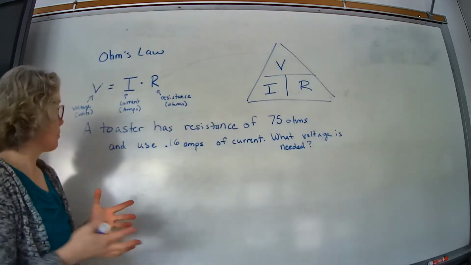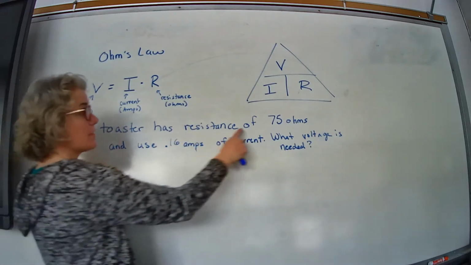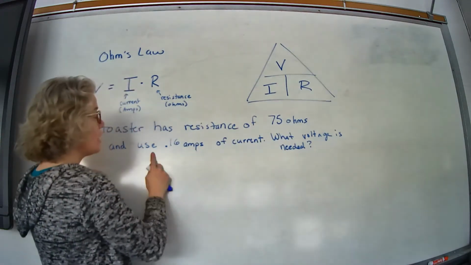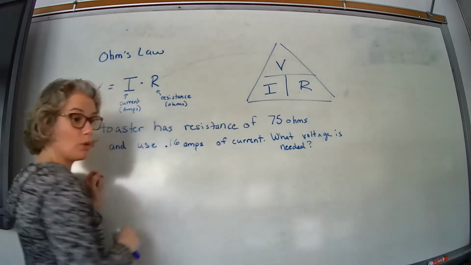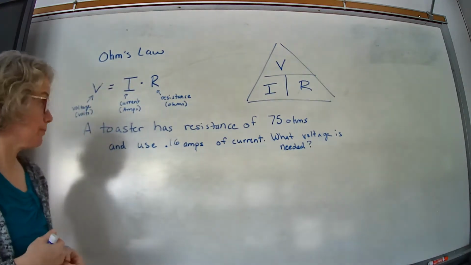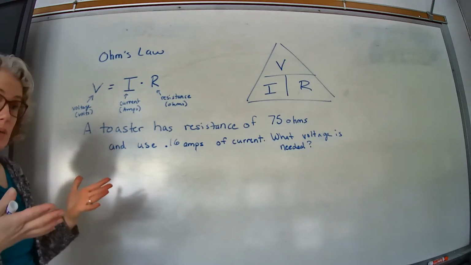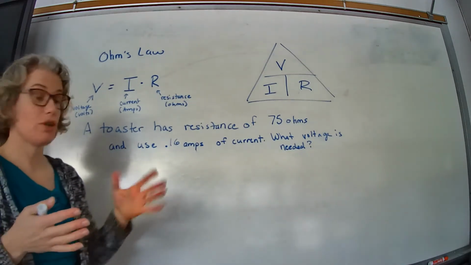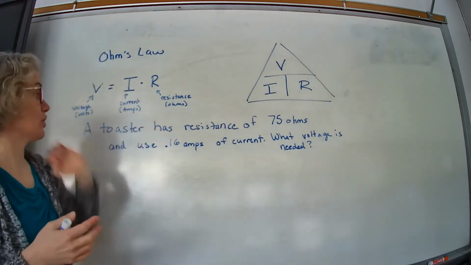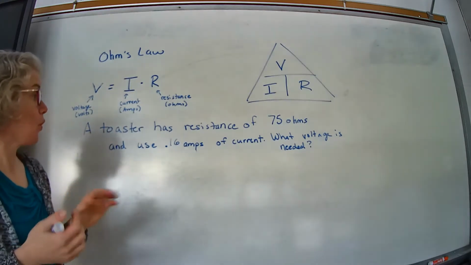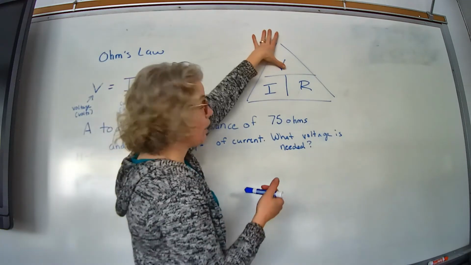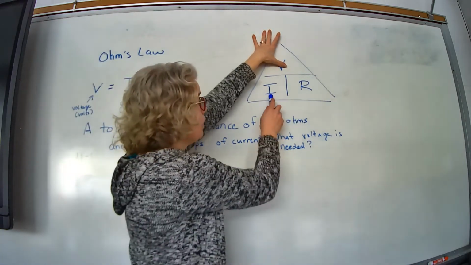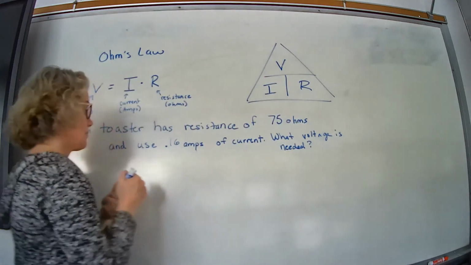Okay, let's do an example problem. A toaster has a resistance of 75 ohms and uses 0.16 amps of current. What voltage is needed to run that toaster? Well, the first thing we need to do is figure out which version of this equation we are going to use. In this case, we're solving for voltage, so we can cover voltage with our thumb: current times resistance.